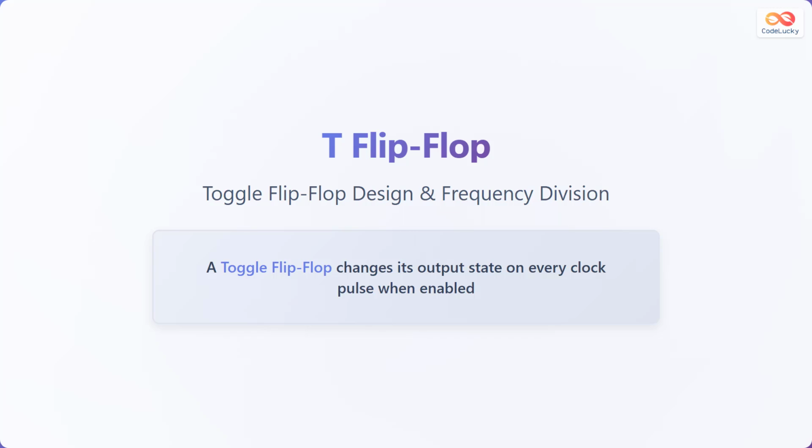Let's explore the T flip-flop, also known as the toggle flip-flop. This slide will cover its design and its use in frequency division. A toggle flip-flop changes its output state on every clock pulse when it is enabled.